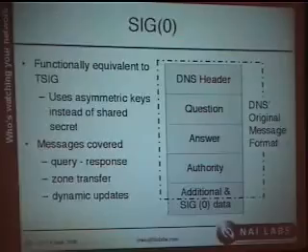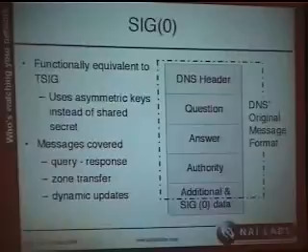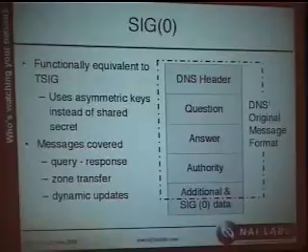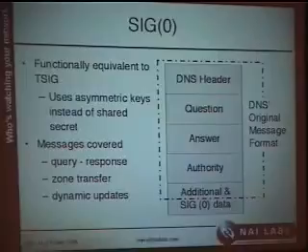SIG 0 is something functionally equivalent to TSIG. It is actually the message authentication method defined before TSIG in time. It's defined originally in the RFC, which I'll get to on the next page, and it just works differently. It works on asymmetric keys as opposed to a shared secret. That's the difference between the two approaches. Again, syntactically, it looks the same in the message.